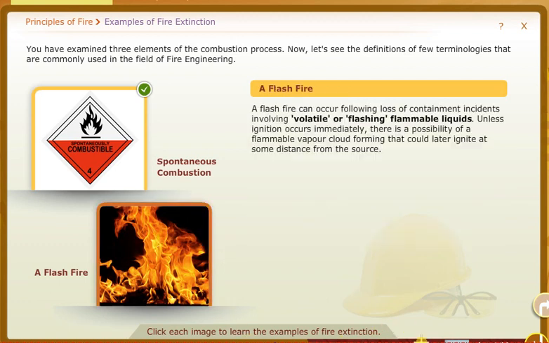A flash fire. A flash fire can occur following loss of containment incidents involving volatile or flashing flammable liquids. Unless ignition occurs immediately, there is a possibility of a flammable vapor cloud forming that could later ignite at some distance from the source.